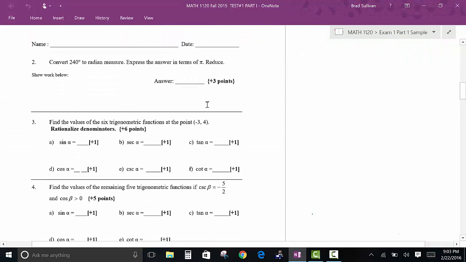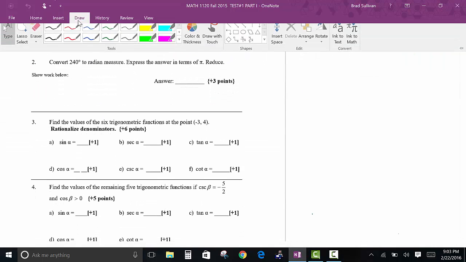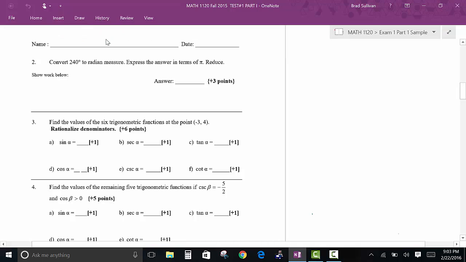Okay, next page. All right, as we're going through the next thing here, we're going to do some conversions. So if we're converting 240 to radian measure, what we learned to do on this is you just simply multiply that by pi over 180. And then what you want to do is you want to reduce the fraction.